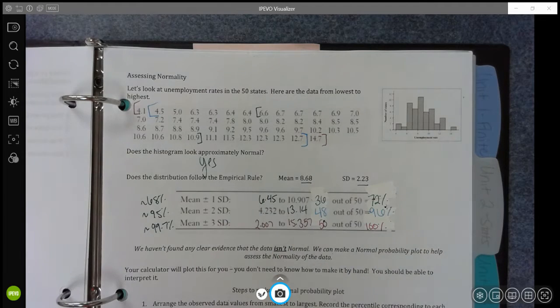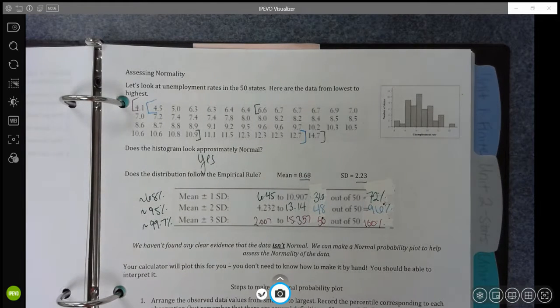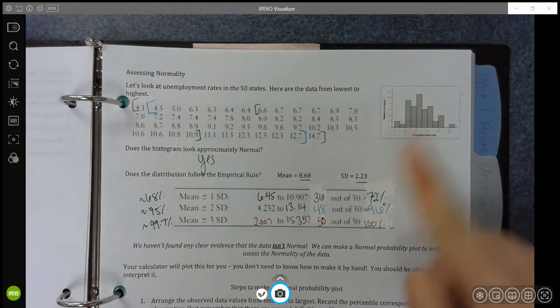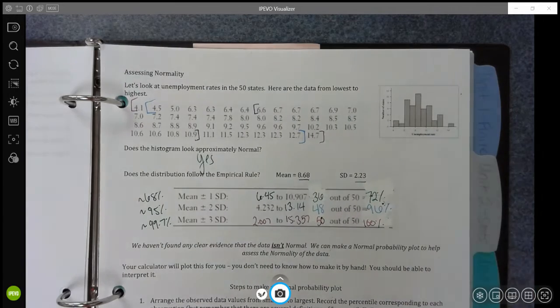Remember, the empirical rule is not a hard and fast rule. It's just an approximation for what you'll find. So what I've seen here is using the empirical rule, I have not found any evidence that the data is not normal. Okay, and that's really the key. If we can find something that makes it not normal, well, then I can say it's not approximately normal. However, so far, it looks pretty normal. It follows the empirical rule, so we're going to be okay with it for now.